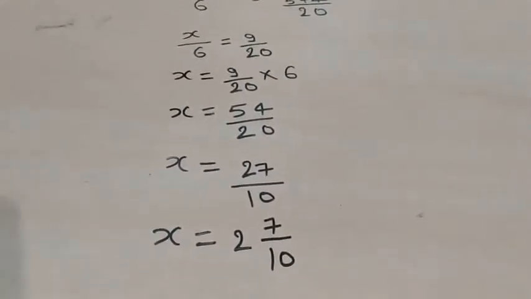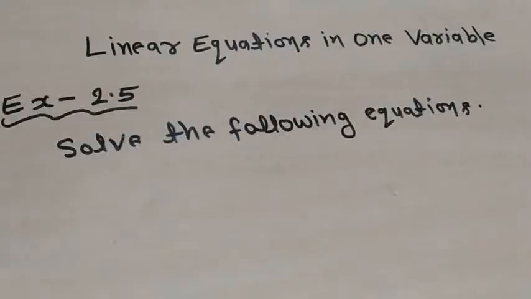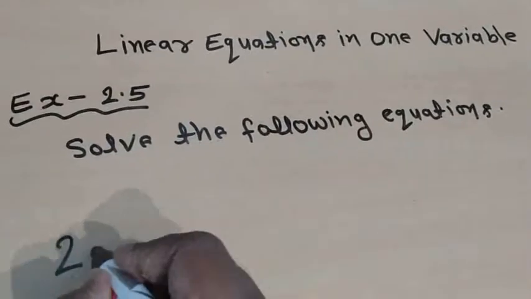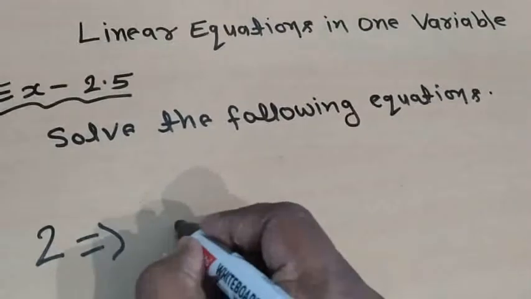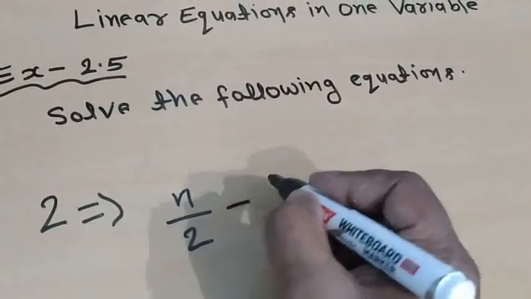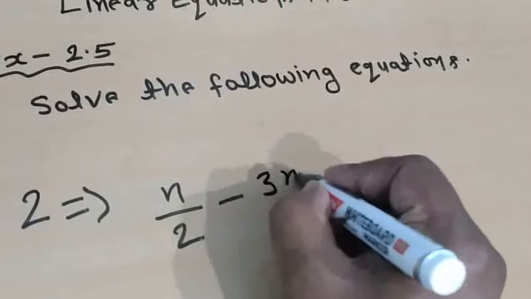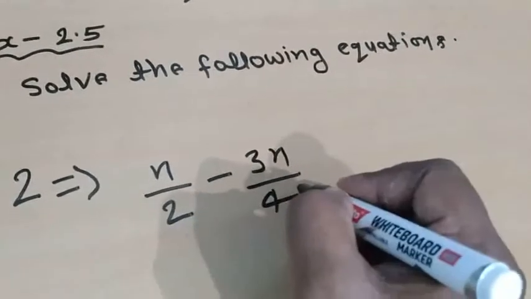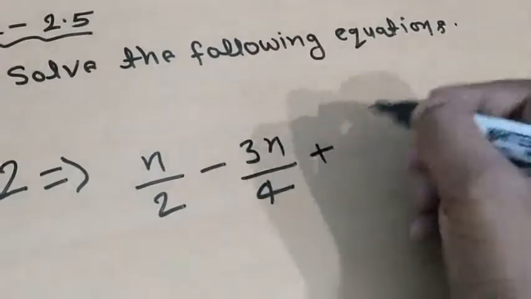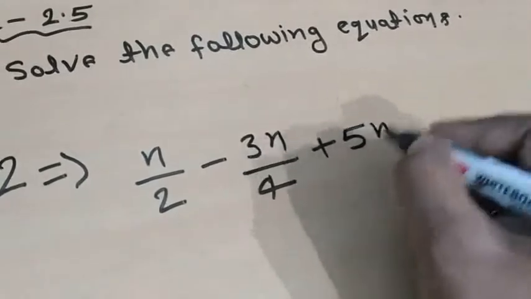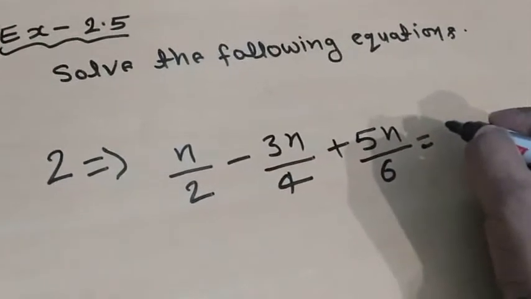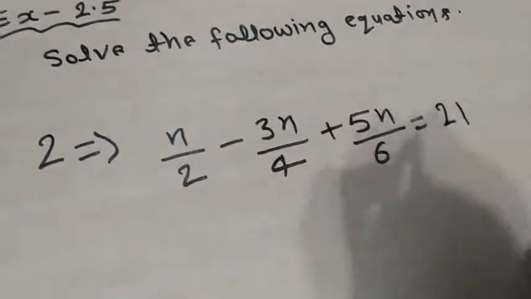Now we are going to solve the next question, question number 2. Question number 2 is n by 2 minus 3n by 4 plus 5n by 6 is equal to 21. Okay, this is our question number 2.